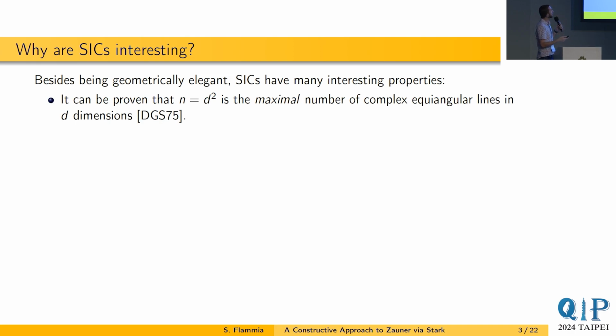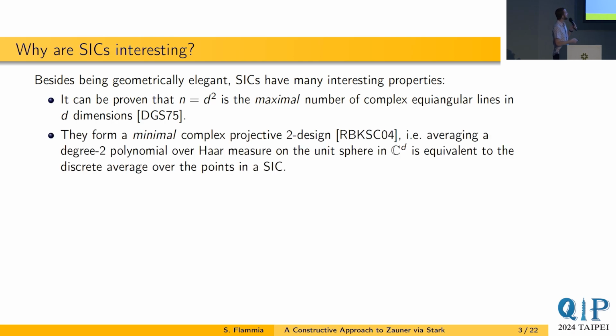But they also have very many interesting properties. It can be shown that this number n equals d squared, the number of pure state projectors, is the maximum number of complex equiangular lines that you can have in a d-dimensional complex space. They also form a minimal complex projective 2-design. So we heard, the cardinality of these designs isn't necessarily the most important parameter, but it's still interesting to find certain minimal structures.